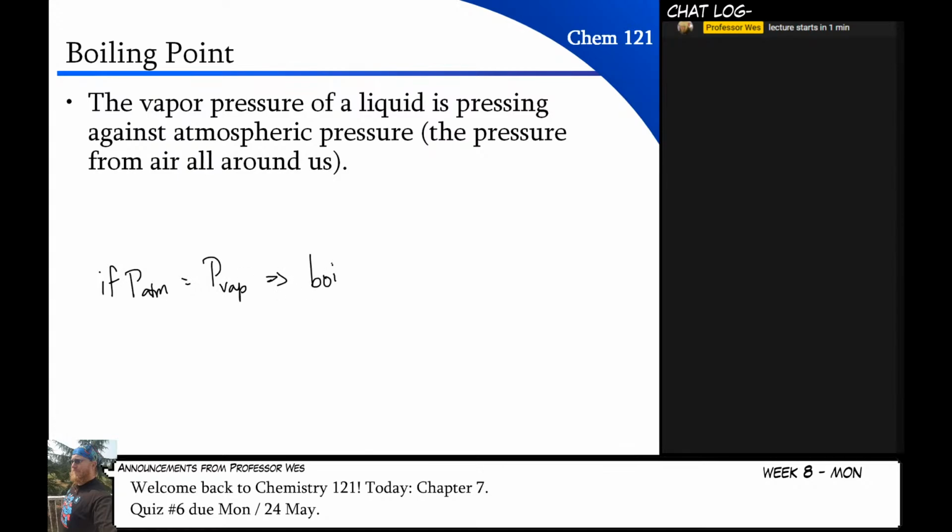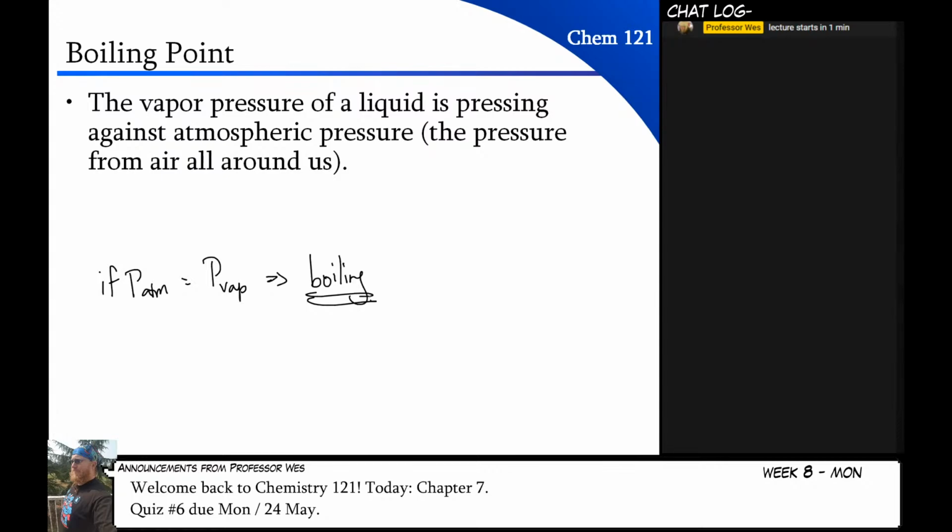We call this boiling. So when a liquid begins to boil, it is because its vapor pressure is the same as the pressure around it. So the temperature at which a liquid boils depends on how strongly the molecules are linked together through these intermolecular attractions. If they are hooked together strongly, the boiling point is high.